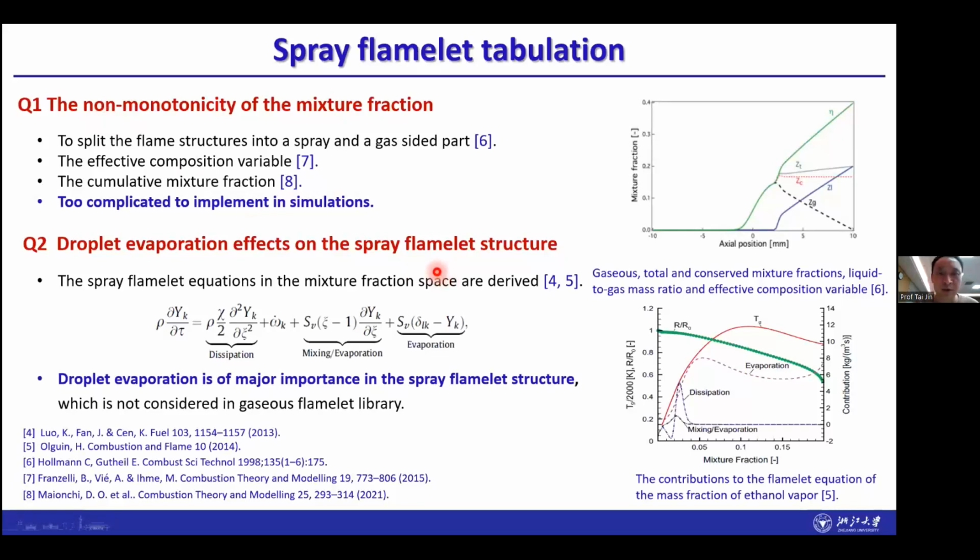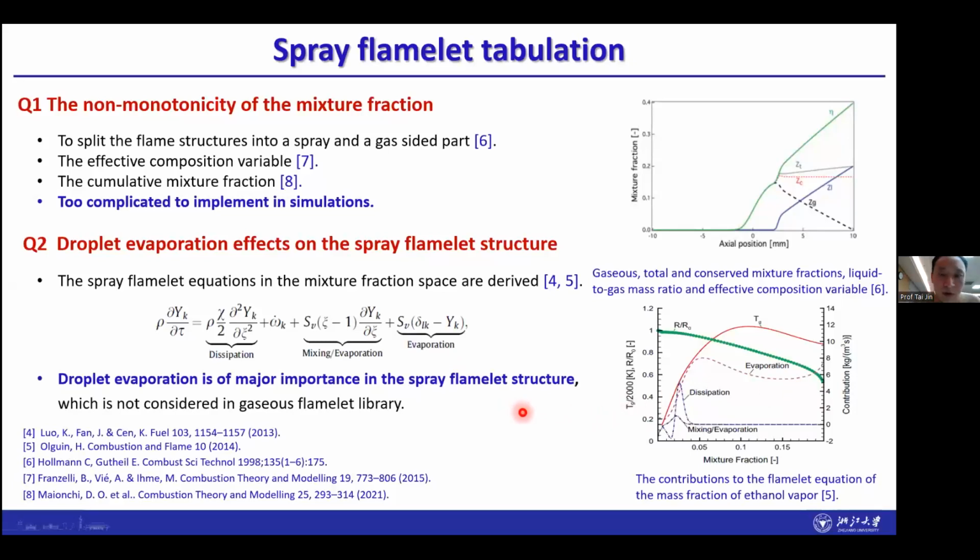So another question about the spray flamelet tabulation is that droplet evaporation occurs in the spray flame structure. For this question, we have derived spray flamelet equations in the mixture fraction space, and we can see here, compared with the gaseous flamelet equation, there are evaporation terms in this equation. In a previous study, we analyzed the different terms' contributions to the flamelet structure. We can see from this figure the dissipation term and the evaporation term, and we can see that the evaporation term is quite large, and cannot be ignored actually.